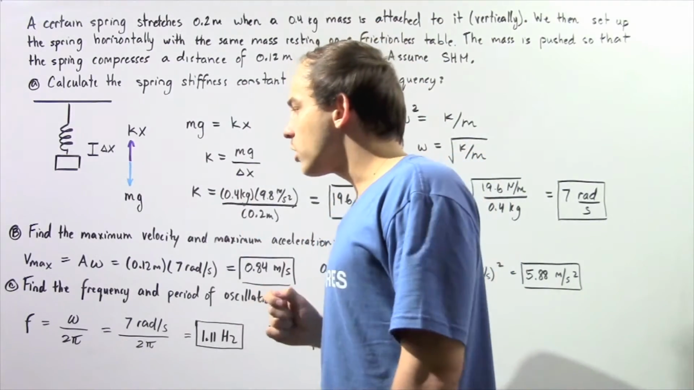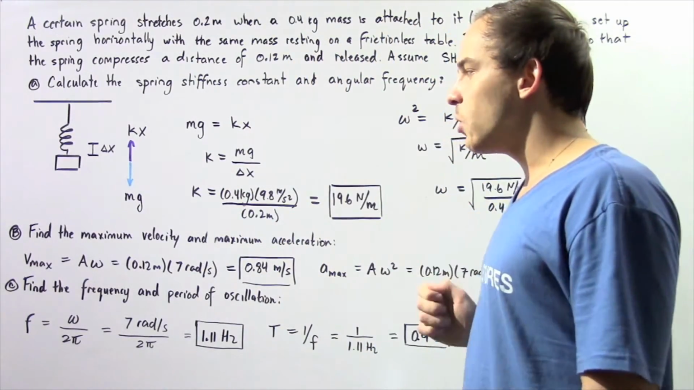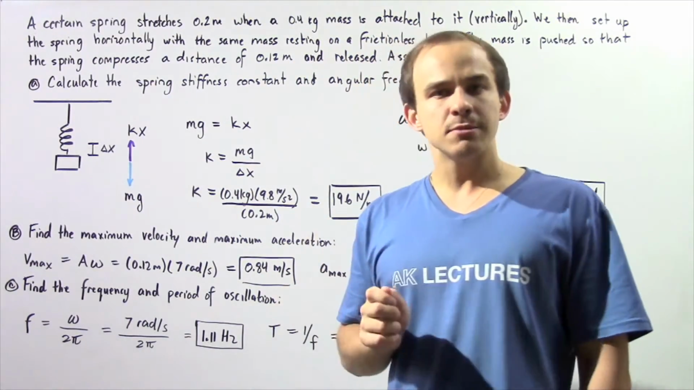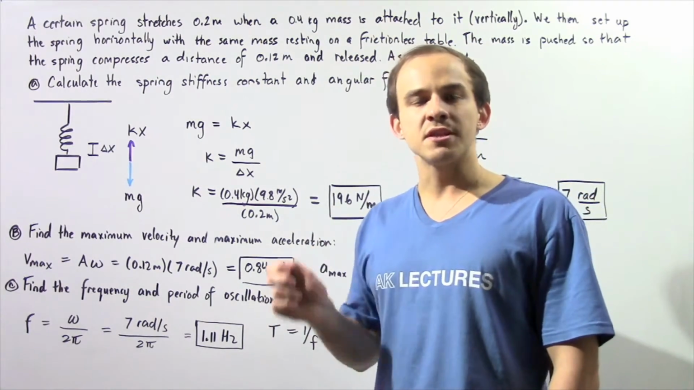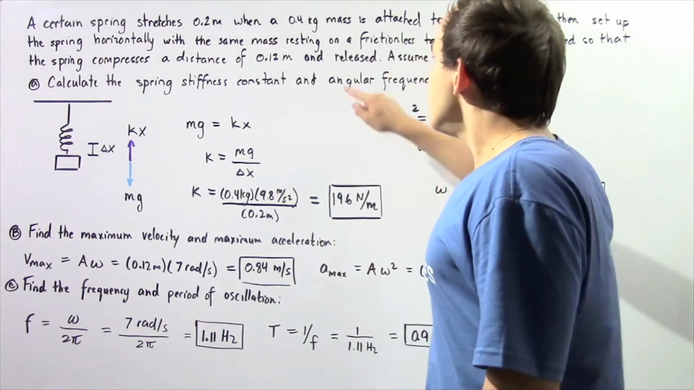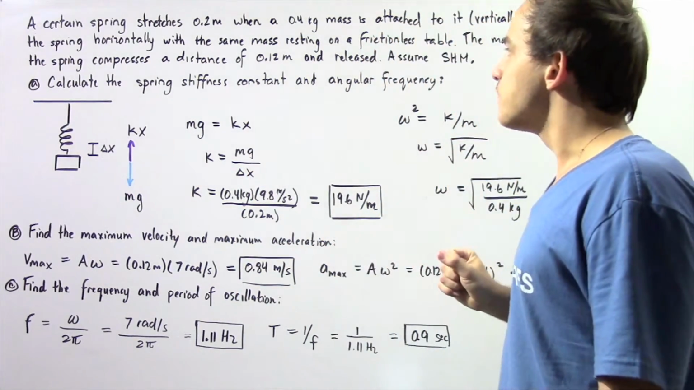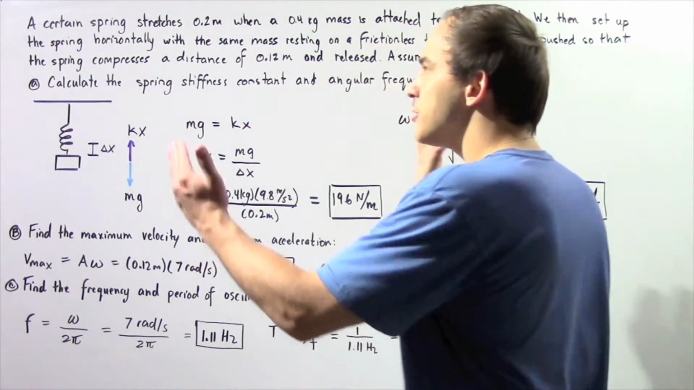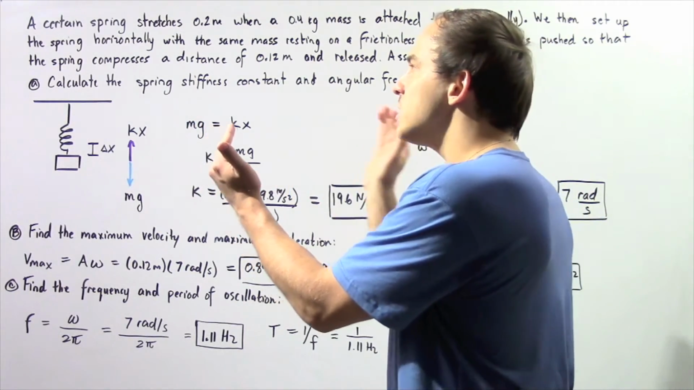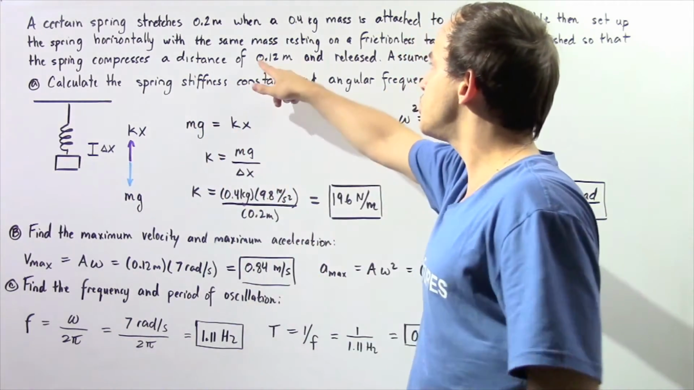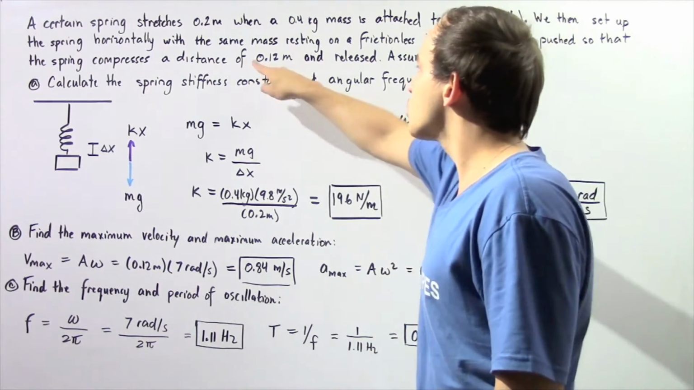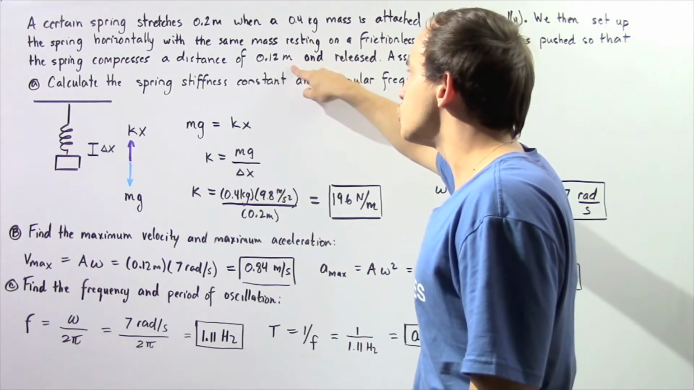So what about part B? How exactly would we go about calculating the maximum velocity and maximum acceleration? Well, notice that we're given the amplitude of our oscillation. The amplitude is simply the maximum distance that we compress our spring, which is 0.12 meters. So this quantity is the amplitude.